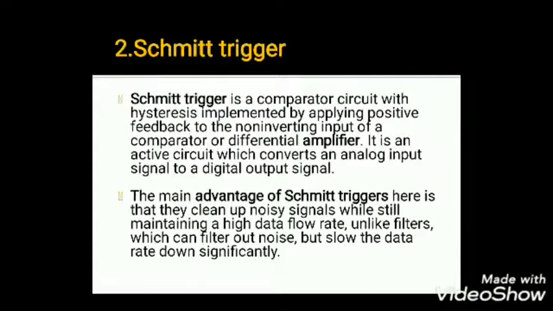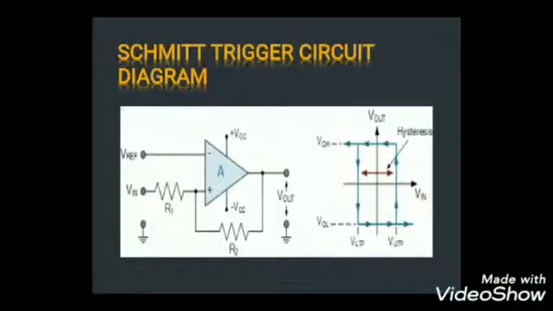This trigger is a comparator circuit with a hysteresis implemented by applying positive feedback to the non-inverting input of a comparator or differential amplifier. It is an active circuit which converts an analog input signal to a digital output signal. This is the circuit diagram for the Schmitt trigger circuit. The main advantage of Schmitt triggers is that they clean up noisy signals while still maintaining a high data flow rate, unlike filters which can filter out noise but slow the data rate down significantly.